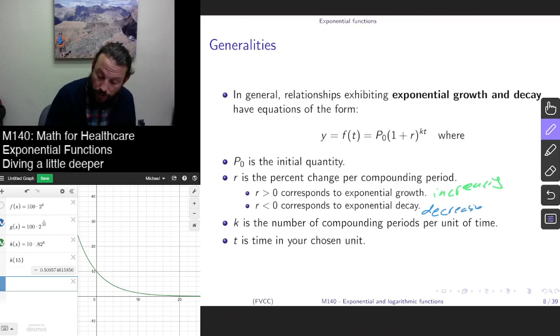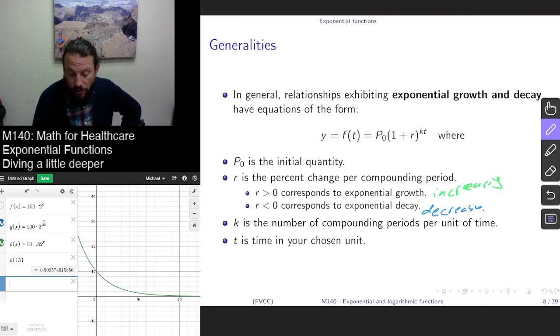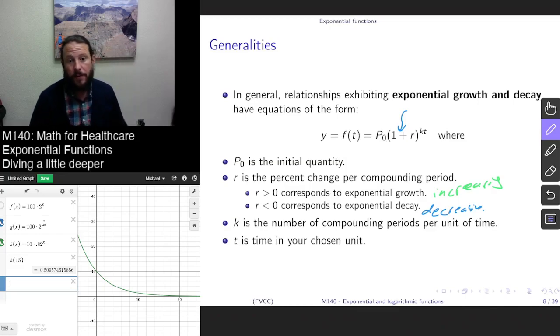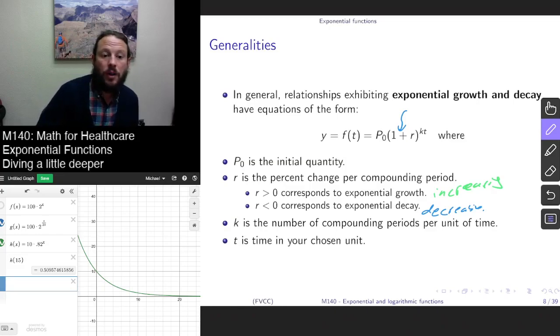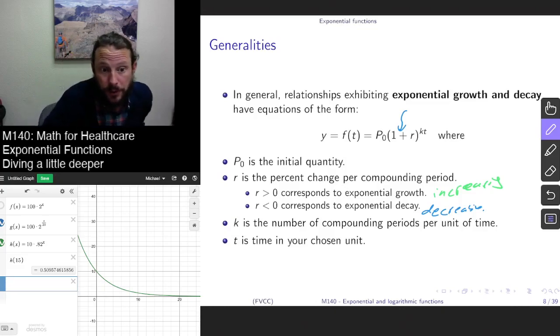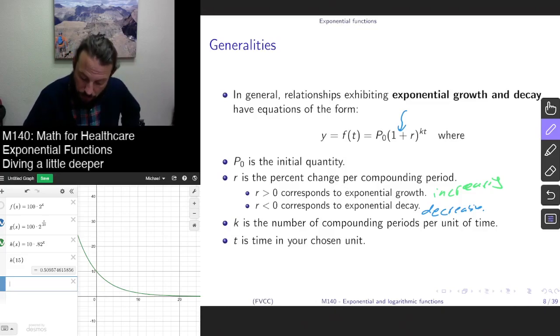Notice that this corresponds: if r is greater than 0, then the base of our exponential function is greater than 1. And if r is less than 0, the base is between 0 and 1. Notice you can't decrease by more than 100%. That's impossible. You can increase by more, but you can't decrease by more.